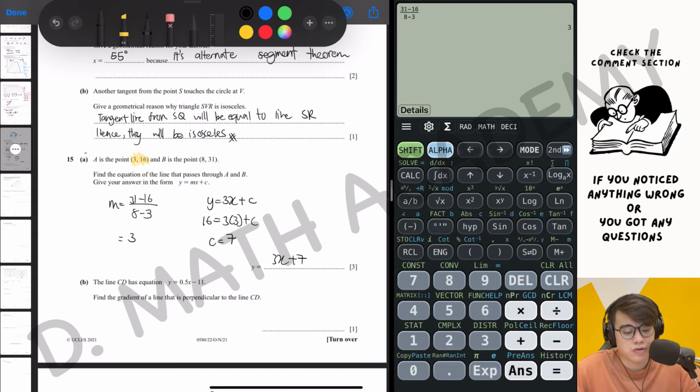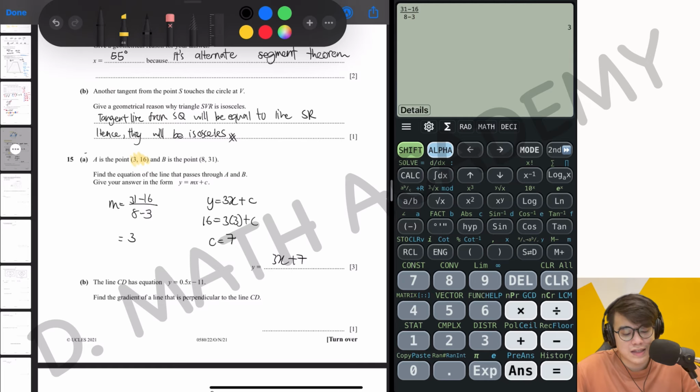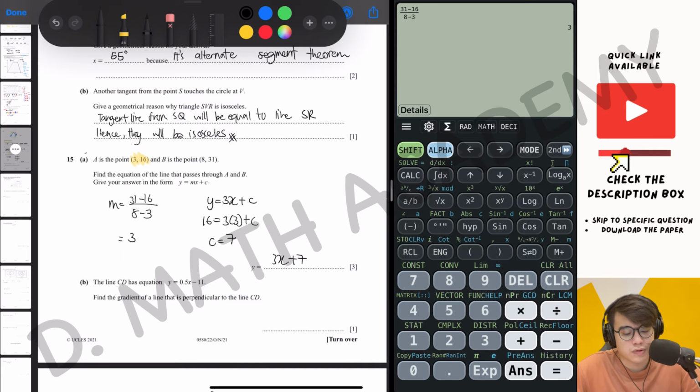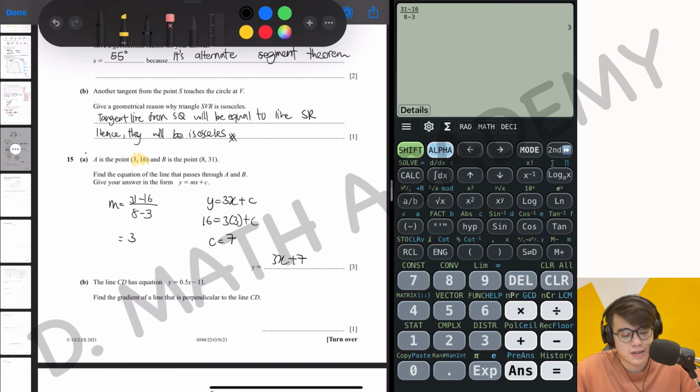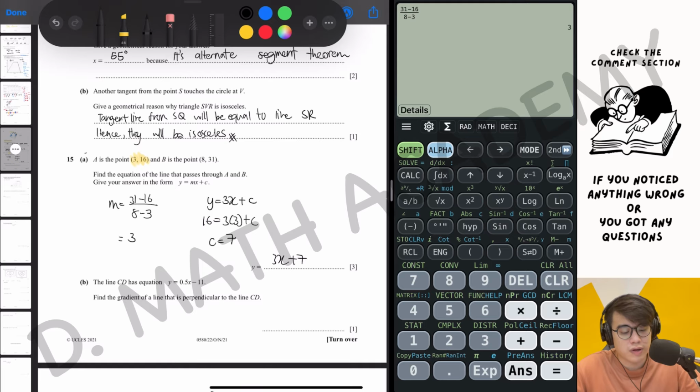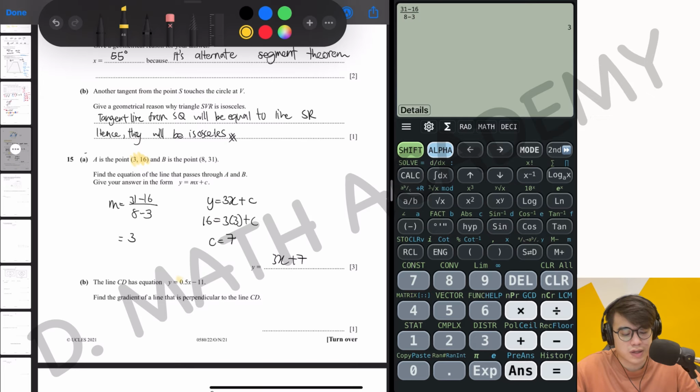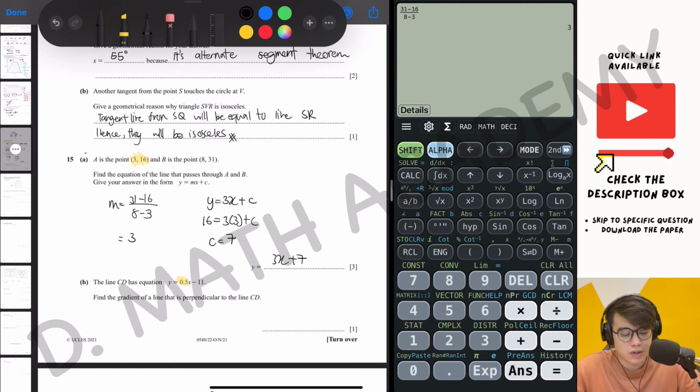And then moving on to part B, the line CD has the equation of y equals 0.5x plus 11. The gradient of that line is perpendicular to the line CD. So we only have to focus on the gradient that was given to us. Kindly take note, we will consider it as m original.